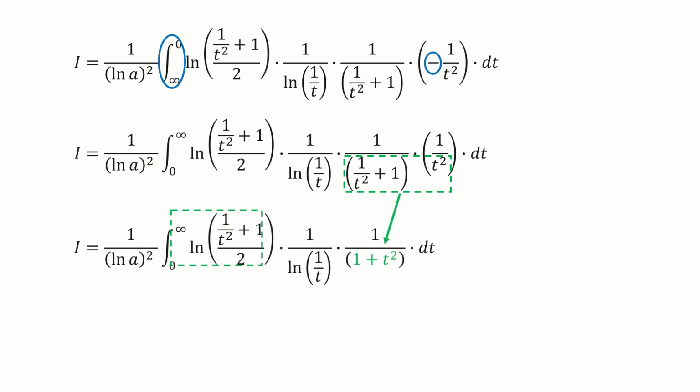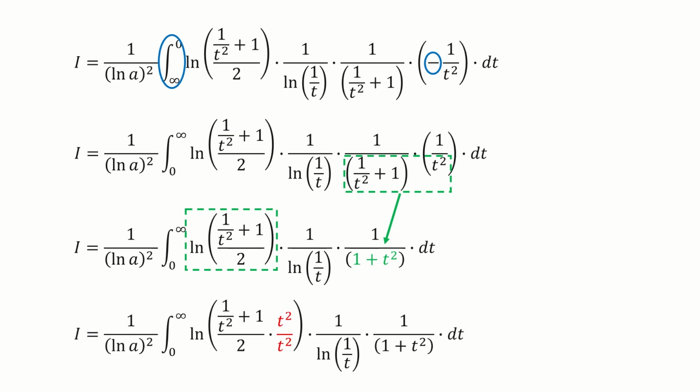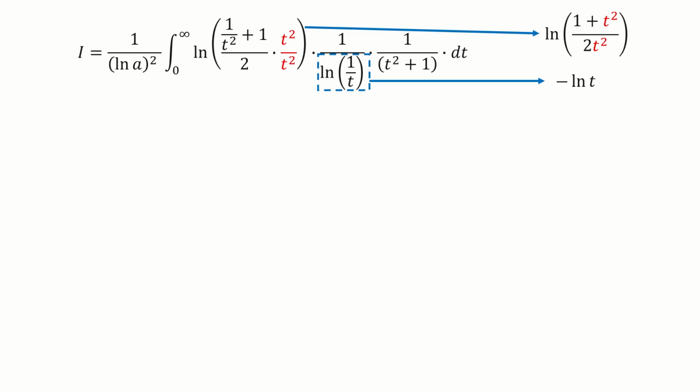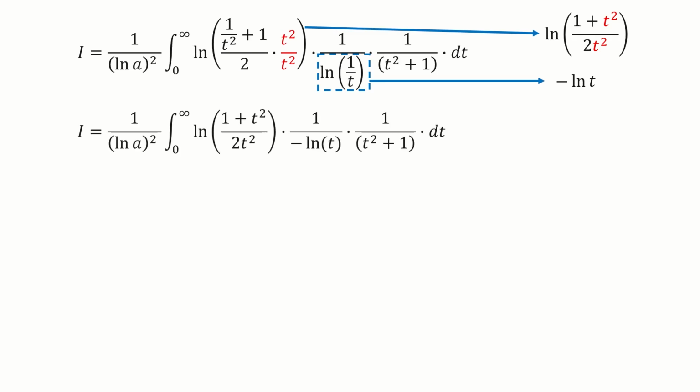And next, we will deal with this term inside this green box. So we multiply t squared on both numerator and denominator inside this log function. So this term is simplified to here. And this term inside this blue box equals minus log t. And I copy them here. After plugging in those simplified results, we got here.